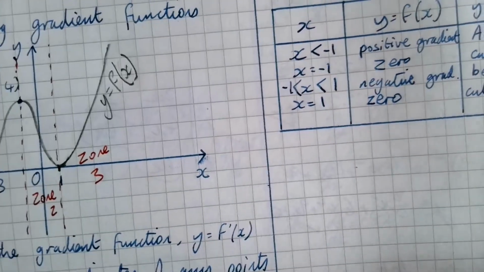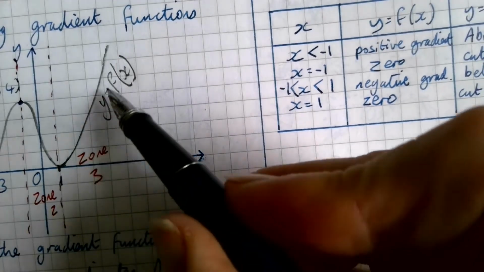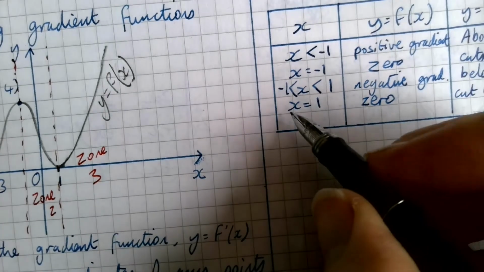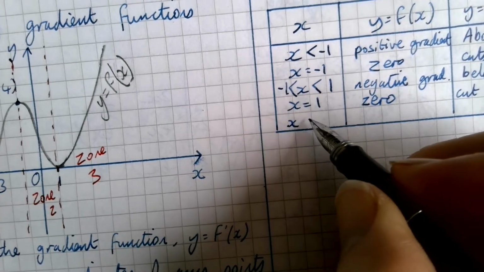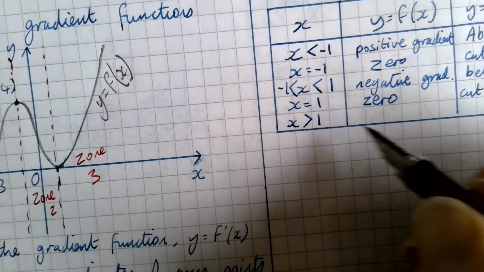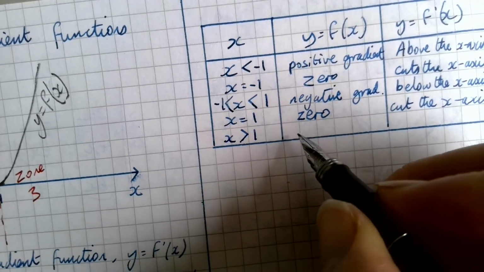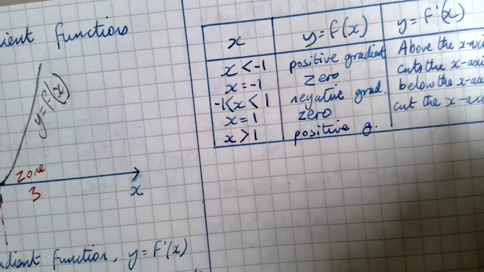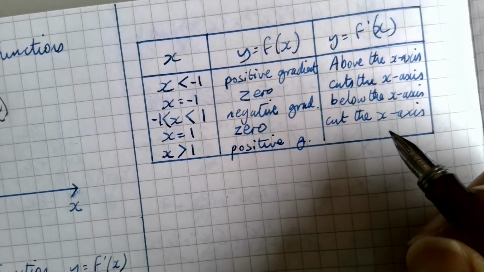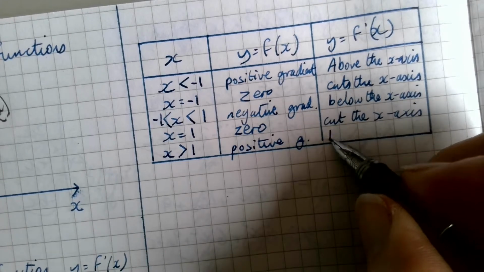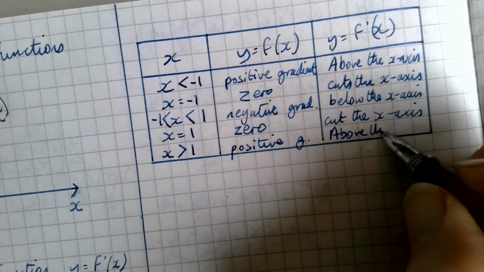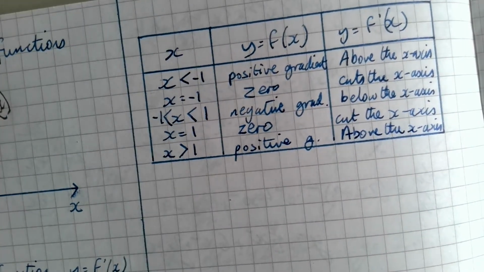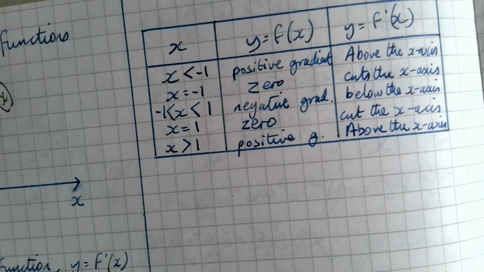And now all I've got left to consider is zone 3, and in zone 3 it's going up all the time, so it's a positive gradient. So we're looking at when x is bigger than 1, our zone 3, and that is a positive gradient, and that means that it must be above the x-axis again. Now we've been asked to sketch it, so I'm going to use this to do that.